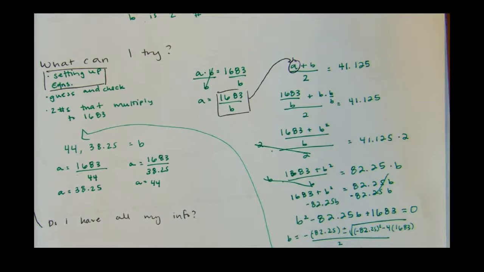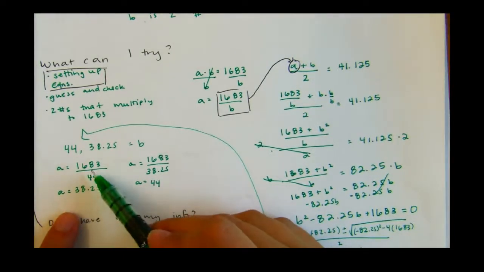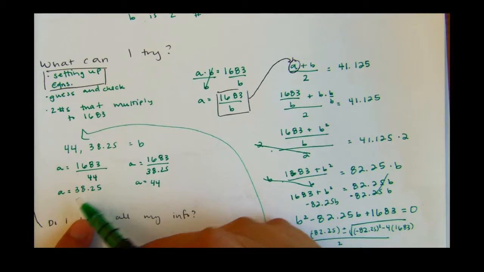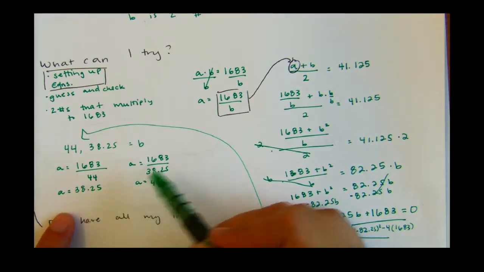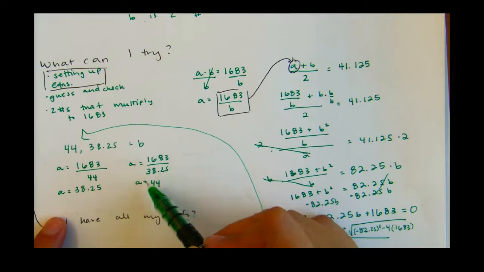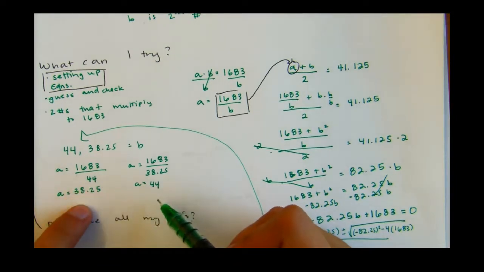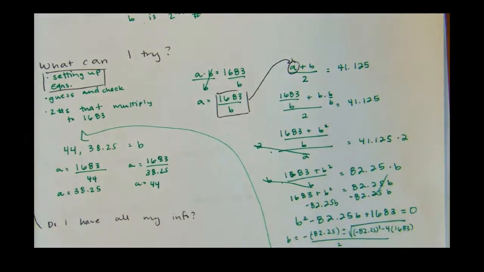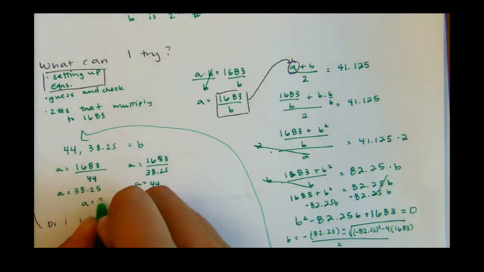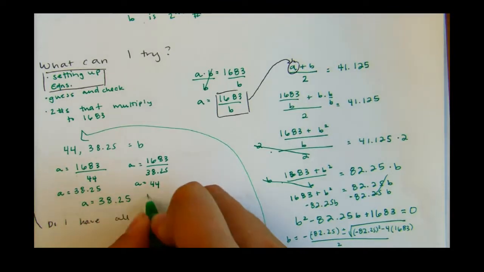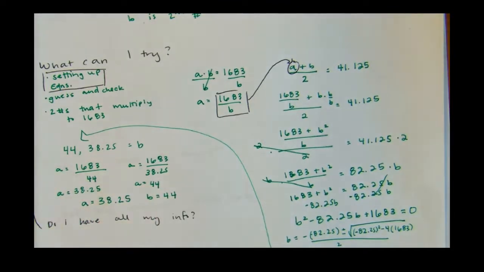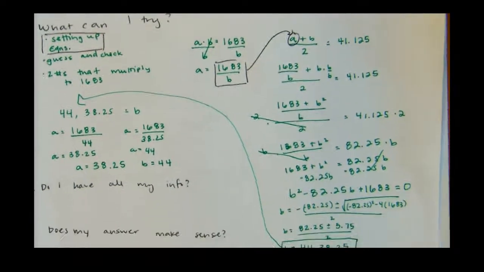Okay, so something kind of weird happens when we simplify these. When I divide 1,683 by 44, I end up at 38.25. When I divide 1,683 by 38.25, I end up at 44. So these are actually going to be the two values, 38.25 and 44, that I'm going to use for a and for b. I can assign a or b to either one of these numbers. It actually will not matter. So I could say that a equals 38.25 and b equals 44. And those are the two numbers that I've solved for in the system of equations.